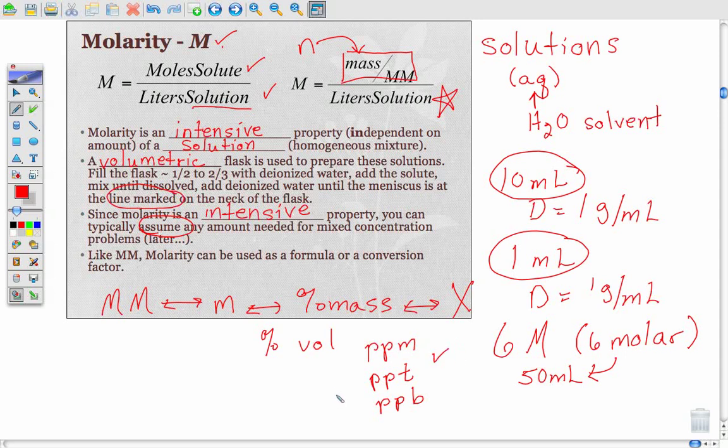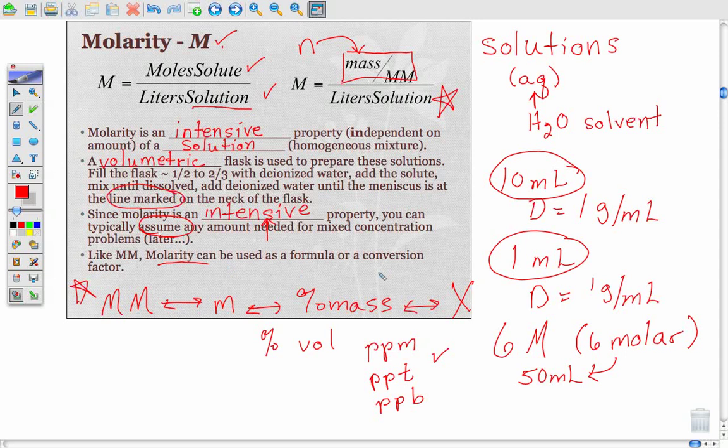AP chemistry doesn't focus on those right now, as important as they are in some industries. We just have to kind of draw a line in the sand of what we need to learn at this level. And so we're going to focus on these. And you need to know that these are all intensive properties if we want to interconvert among them.